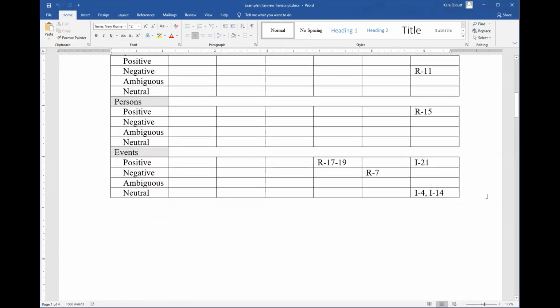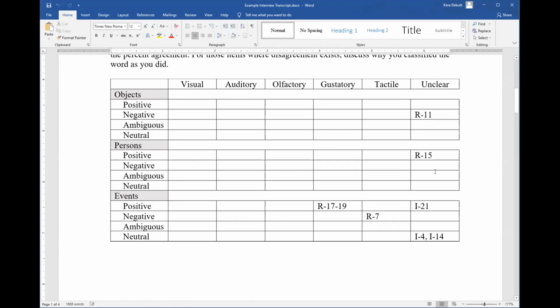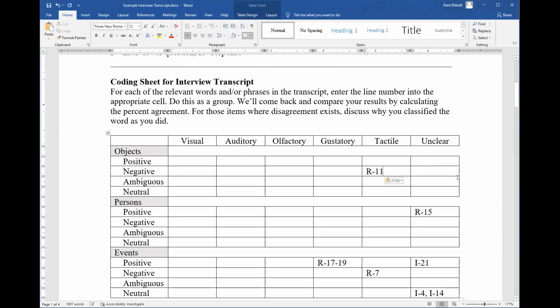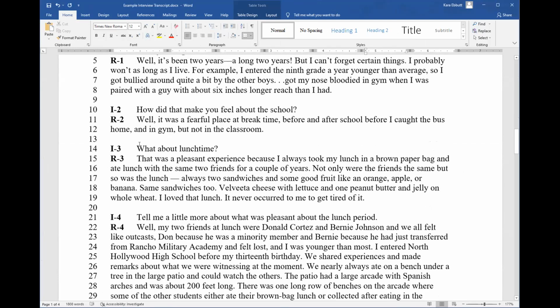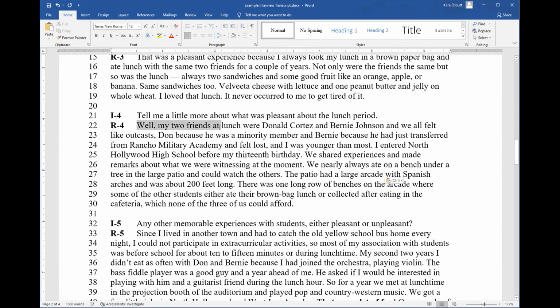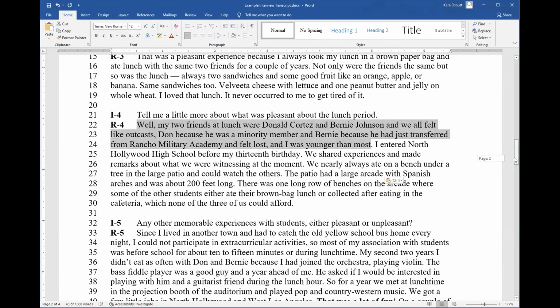So back to here. We were in this section right here. So we need to code this part, which we talked about with Eric, and now I have to remember what we said, which was tactile because it's feelings, positive about people, negative about the event. Yeah. Positive about people, because he's talking about his two friends at lunch.